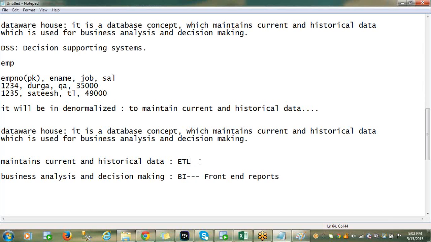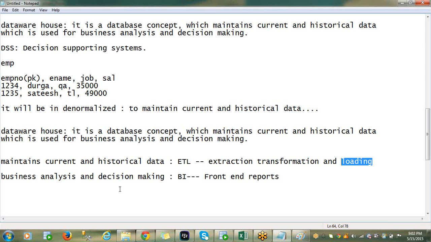Here ETL is the process of extraction, transformation and loading. We'll see what exactly is meant by extraction, transformation and loading. So you're going to extract the data, you're going to transform the data according to your business need, and you're going to load the data. This data that is getting loaded will be used by the business team.